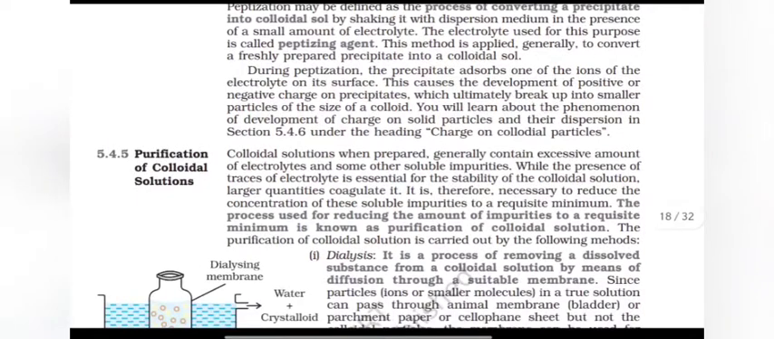During peptization, the precipitate adsorbs one of the ions of the electrolyte on its surface. This causes the development of positive or negative charge on the precipitates, which ultimately break up into smaller particles of the size of a colloid. You will learn about the phenomena of development of charge on solid particles and their dispersion under the heading charge on colloidal particles.